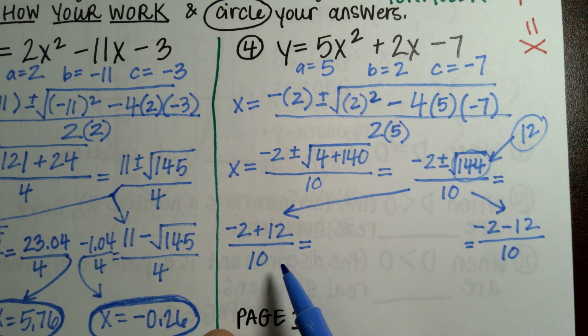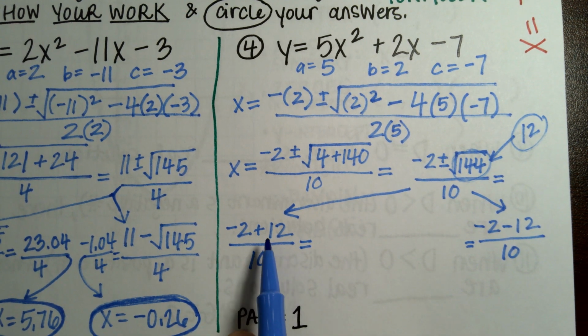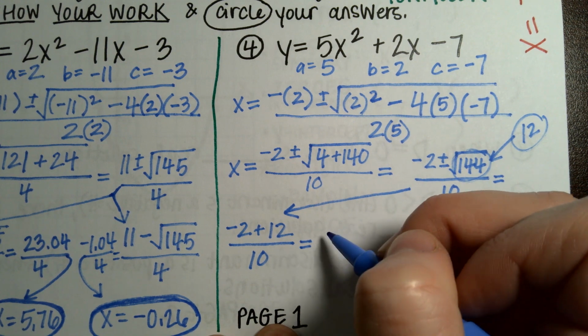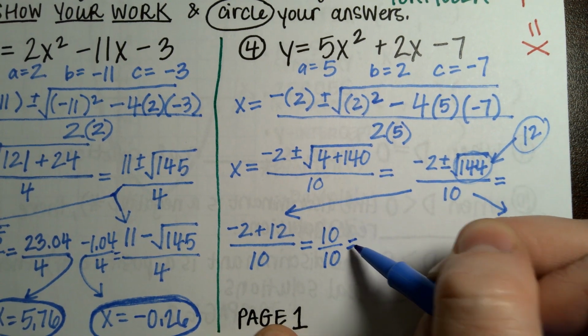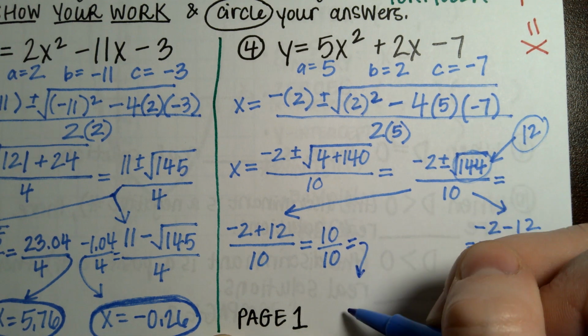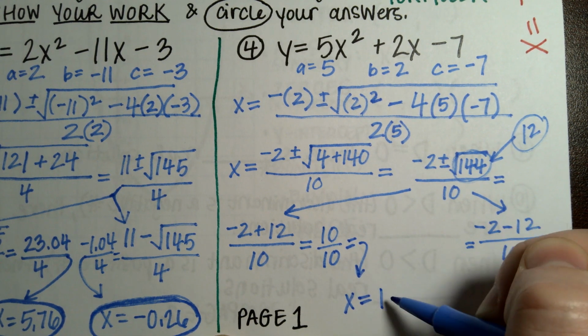Go ahead and solve these out. This is -2 plus 12, which is 10. And that's divided by 10, which would be 1. Good. So our first answer is x equals 1.